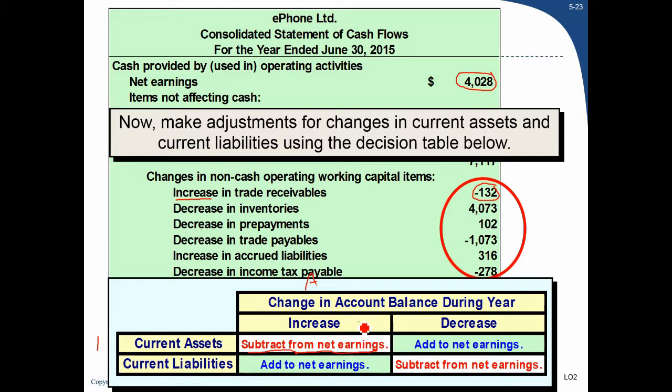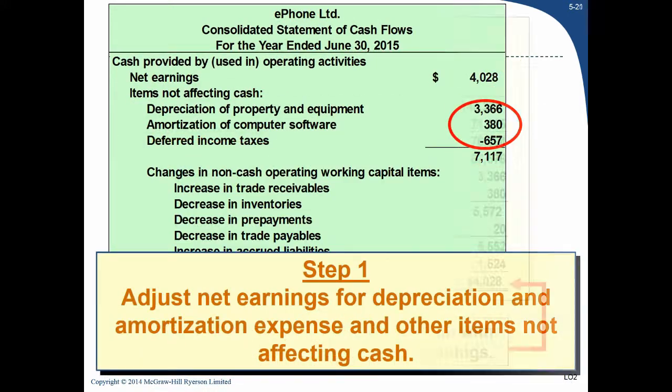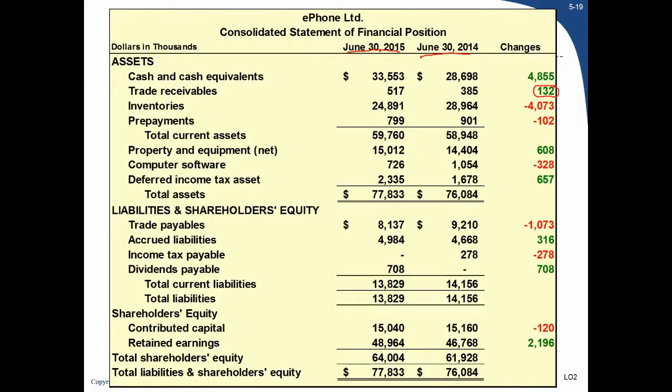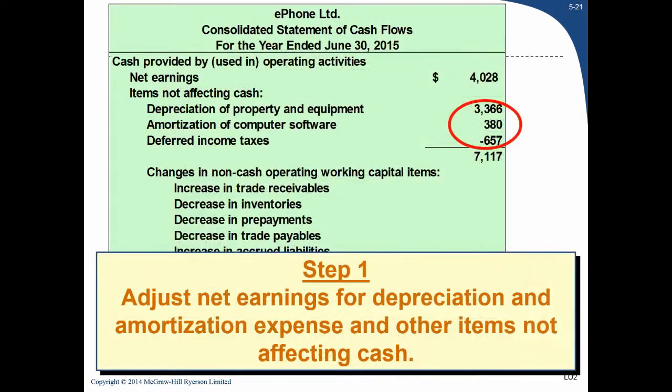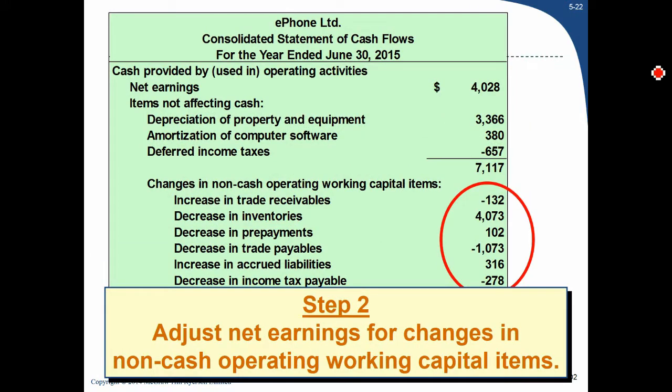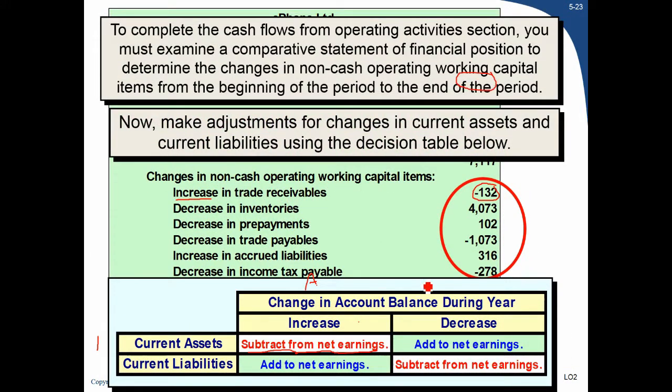Now, here's something that's very confusing. You can have an increase in trade receivables, which you think of as a positive number, and it shows up as a negative here. You have a decrease in inventory. Notice how if we go back to the comparative balance sheet, your inventory is decreasing by 4073, and yet on our statement of cash flows, it's a positive.